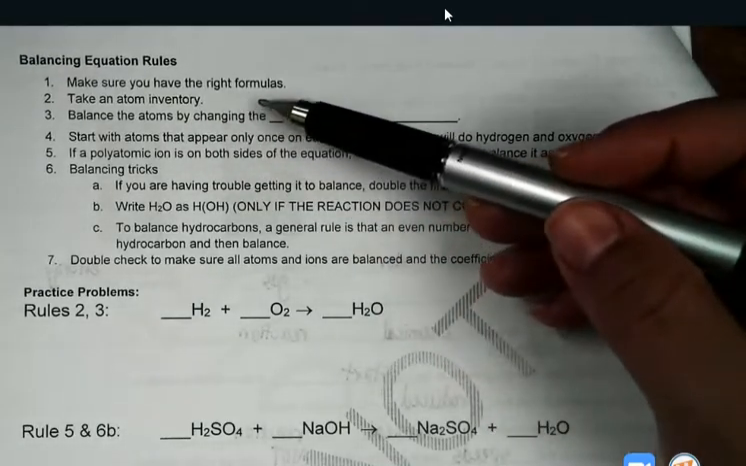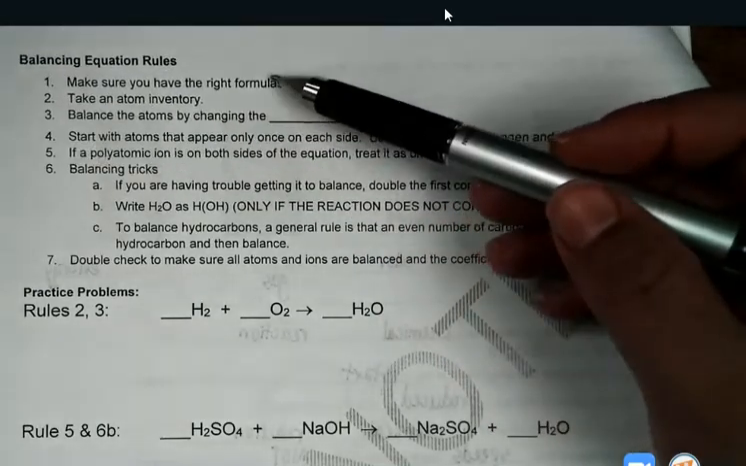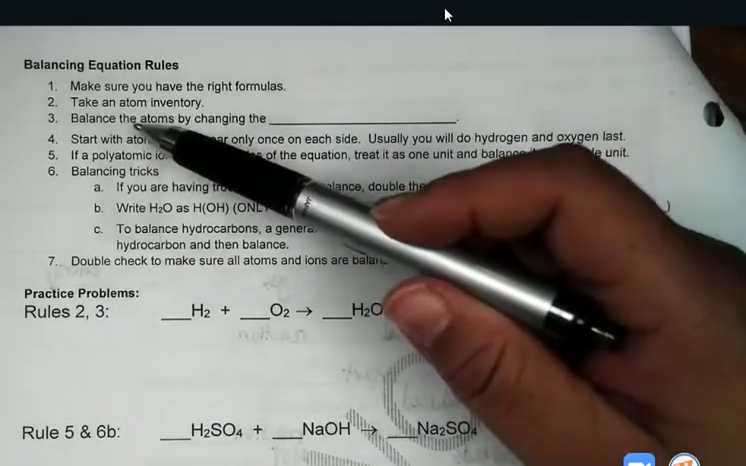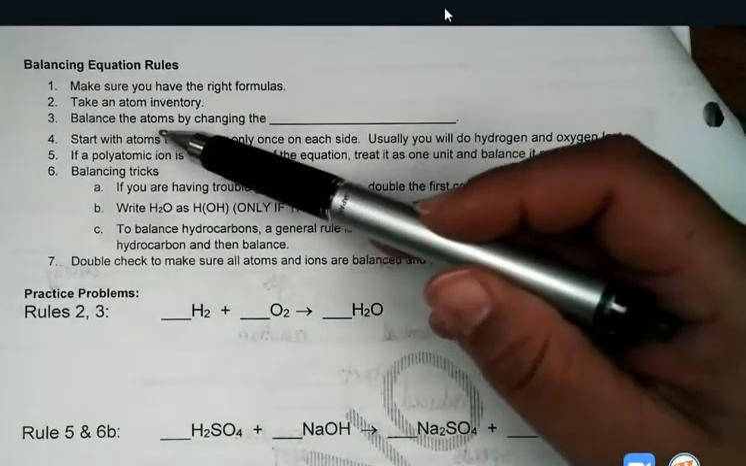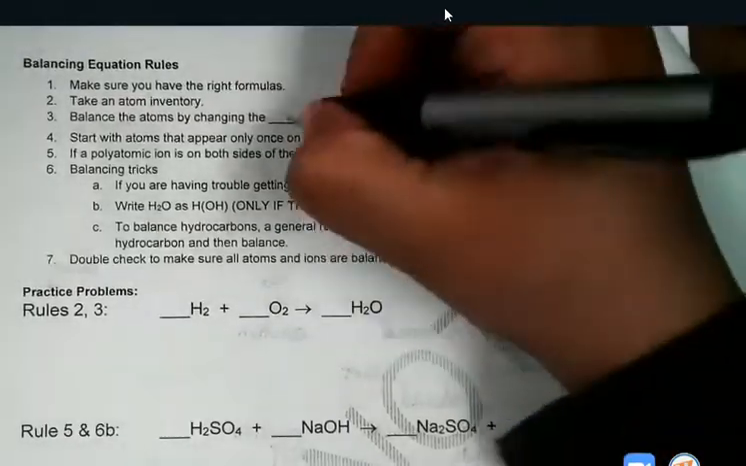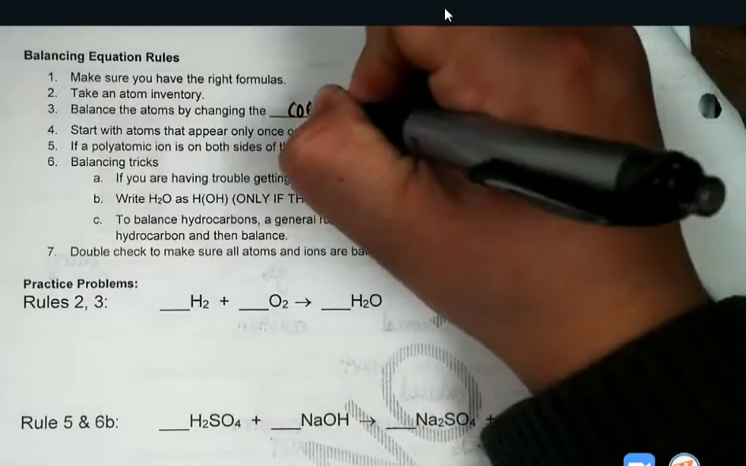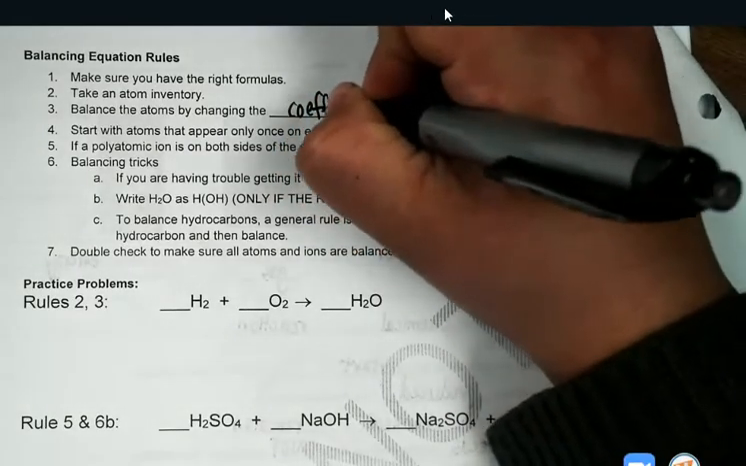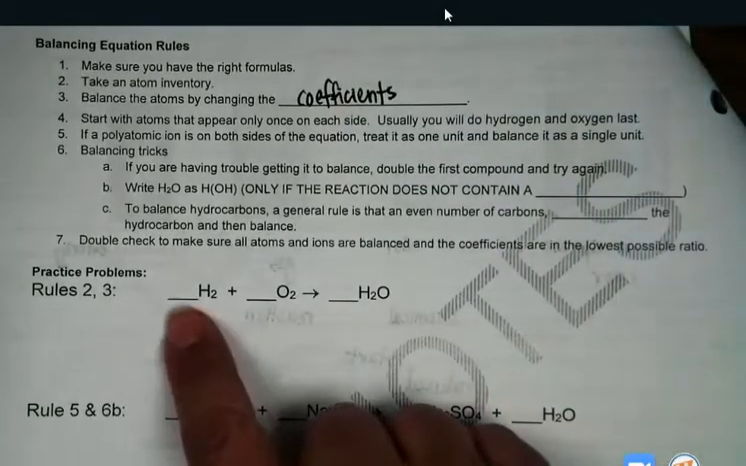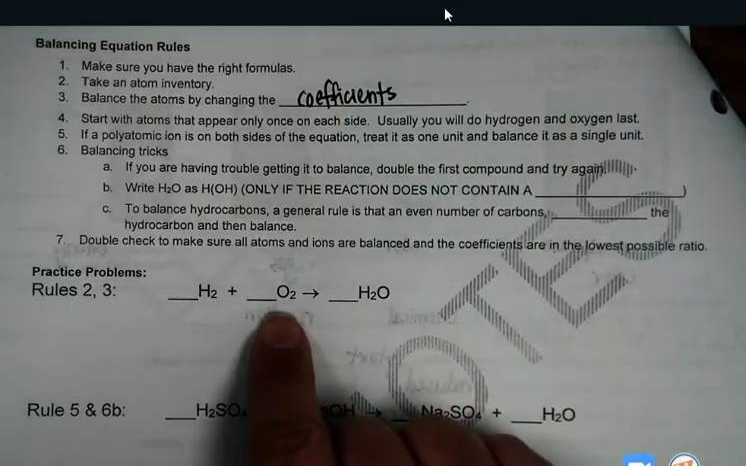But if I give them to you, you don't have to worry about that, which will be true for tonight's homework. I give you the formulas. Then you're going to take an atom inventory. I'm going to show you how to do that. You're going to balance the atoms by changing the coefficients. So what that means is that I can only change the number that's in front of the actual substance in the chemical reaction.